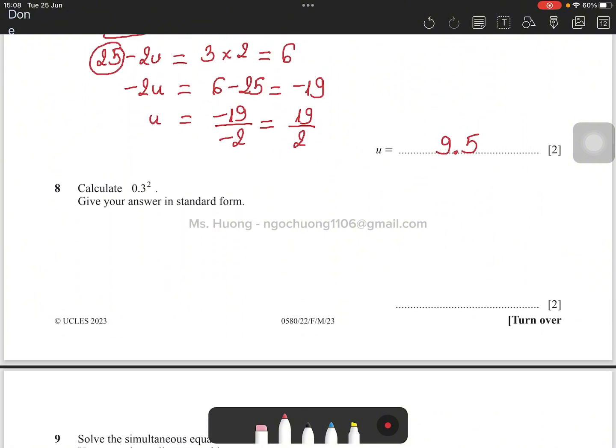Question 8. Give your answer in standard form. 0.3 squared means 0.3 times 0.3, which is 0.09. And this one is equal to 9 multiplied by 10 to the power of something. In this case, you see that you have to move the decimal point 1 and 2 places to get 9. So we will multiply 9 by 10 to the power of negative 2, which is 2 decimal places. So the answer is 9 times 10 to the power of negative 2.